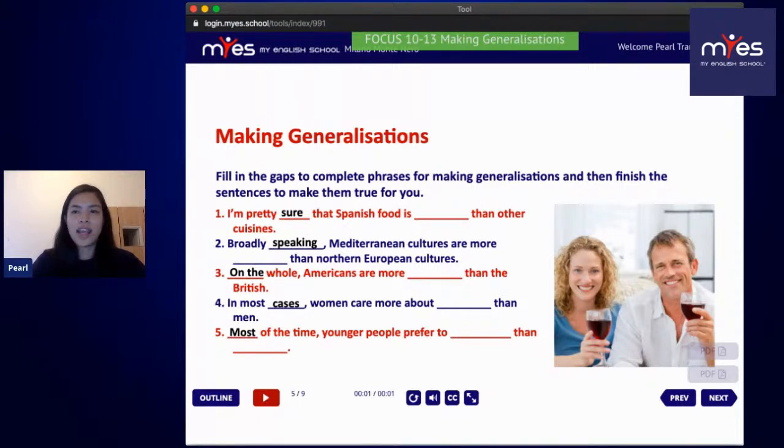Great job. So now that we have the adverbials, finish the sentence with your own personal opinion. So I'm pretty sure that Spanish food is, and then other cuisines. So fill in the blanks with your own personal opinion. I would love to know. So tell me, what do you guys think? I'm pretty sure that Spanish food is cuisine. I love Spain, and I do quite enjoy the food from Spain. So I'm pretty sure that Spanish food is better than other cuisines.